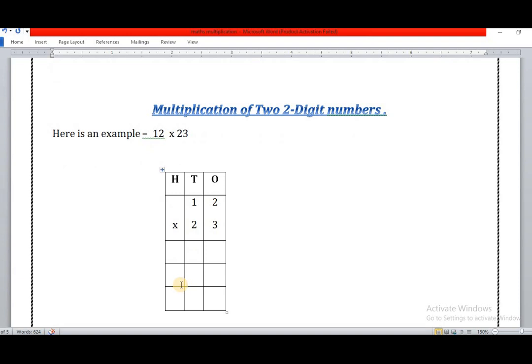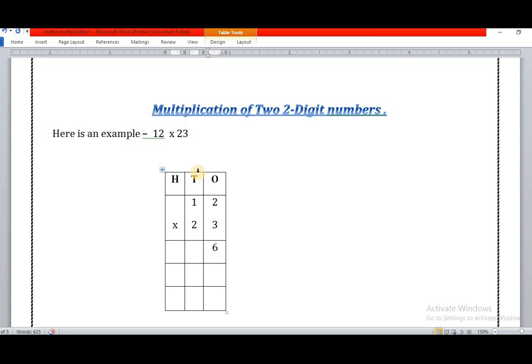Now comes multiplication of 2-digit numbers. Here is an example, 12 into 23. Write the number according to their place, tens, ones. I have written 12. I have put the sign of into and I have written the number with which I am multiplying. Let's start stepwise. Now you have to multiply the number in ones place by 3. I am following step 1. So 3 twos are 6.